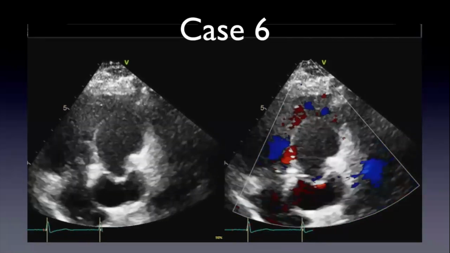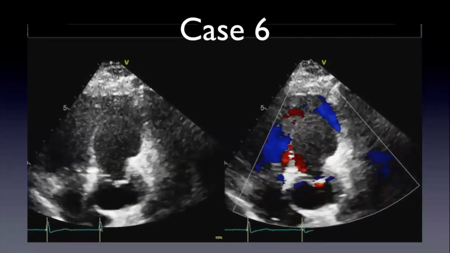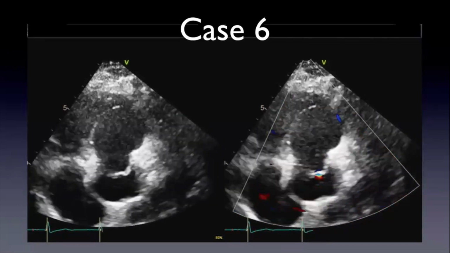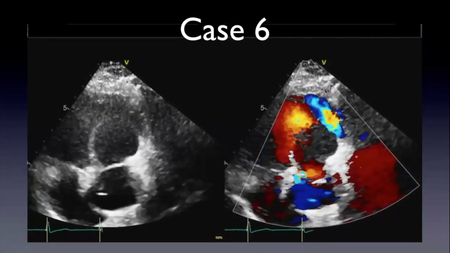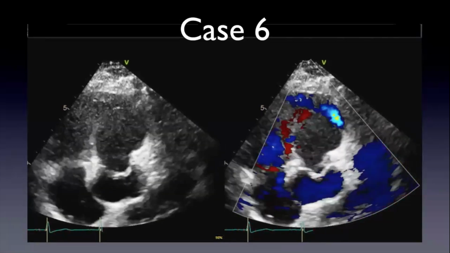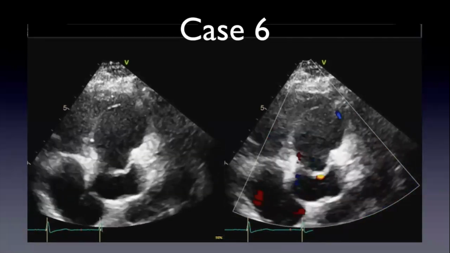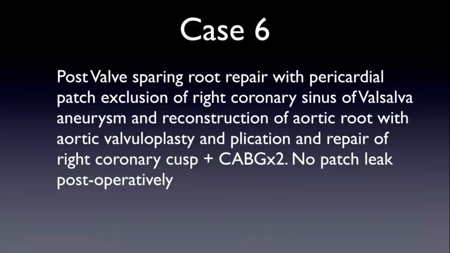Which is wild. Why is there not as much flow inside the aneurysm during diastole? It's just so low flow, on color Doppler. So it was a valve sparing root repair with pericardial patch exclusion. What you saw there was just residual aneurysm that was excluded. And then reconstruction of the root with aortic valvuloplasty plication, repair of the right coronary cusp, and no patch leak was identified postoperatively.